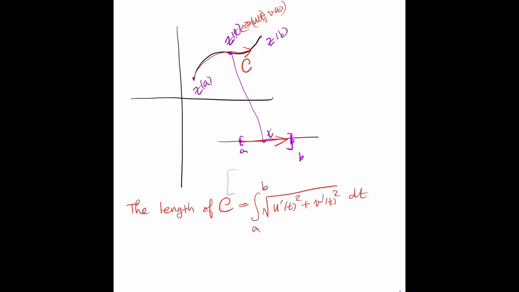So you just use that. So then you got the integral from a to b, and my z(t) equals u(t) plus i v(t), and this is exactly z prime(t). So this is just the modulus of z prime(t). Okay, complex modulus. This is the arc length. This is the length of the curve C.